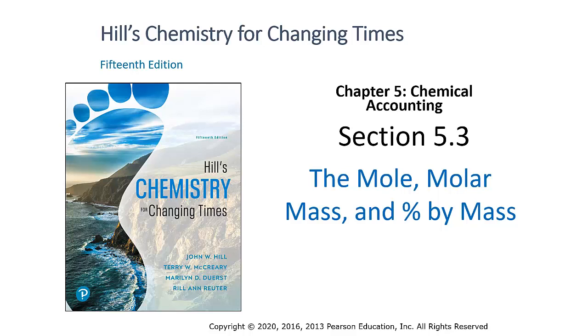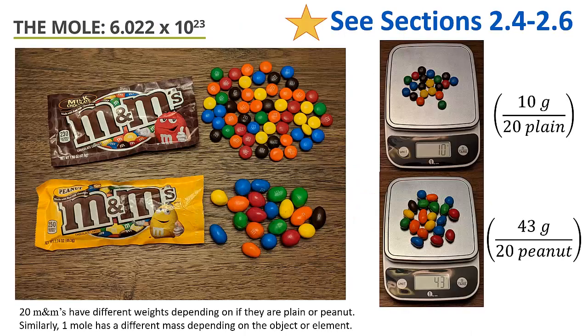Section 5.3 covers the mole, molar mass, and percent by mass. Now the mole and molar mass are review, so you'll want to see sections 2.4 through 2.6, where there's a whole video on this where we talked about the mole and what it means to be molar mass. This unit only reminds you of it because it's so vital to chapter 5. But then it also introduces something called mass percent.